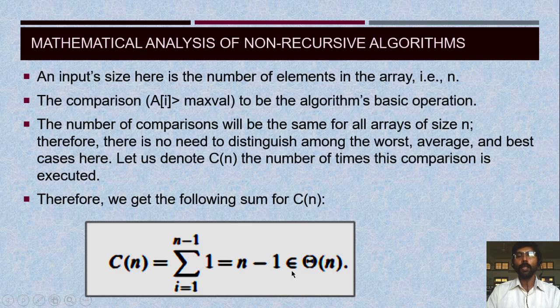That is, this n minus 1 belongs to theta of n. It actually belongs to theta of n. In this way, we can analyze a non-recursive algorithm.